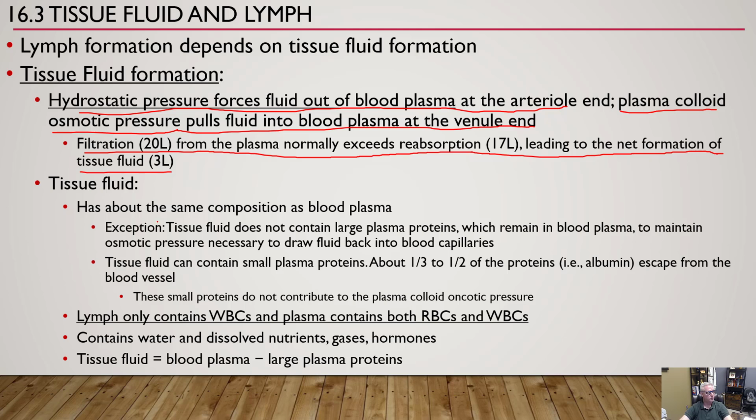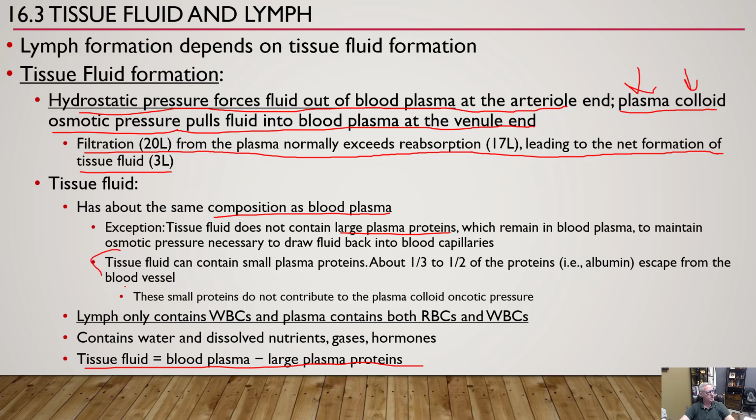So really, what is tissue fluid? Tissue fluid is going to have the same composition as blood plasma, with the exception of large proteins, because remember, large proteins do not get filtered out of the blood. Large proteins contribute to that plasma colloid osmotic pressure. Small proteins can get filtered out, but not large proteins. So those large proteins remain in the blood. Tissue fluid is basically blood plasma without your large plasma proteins.